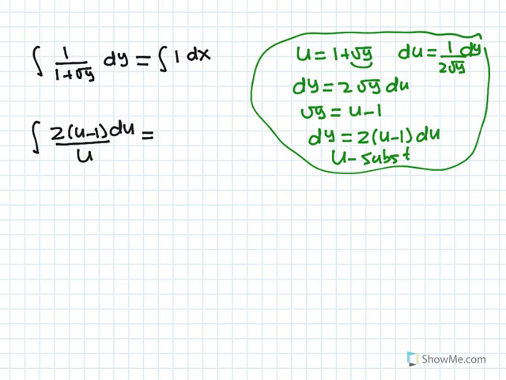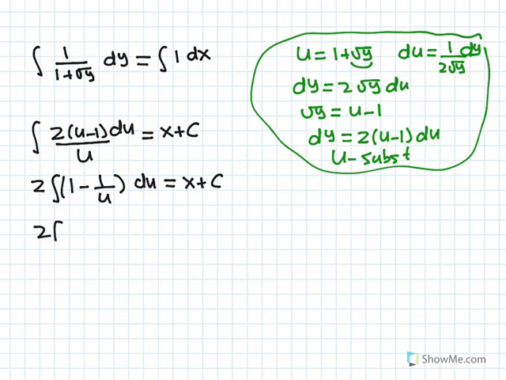All right, so the integral of dy over the denominator 1 plus root y, which is u, simplifies to 2 times (u minus 1) du divided by u. On the right-hand side, the integral of 1 is just going to be x plus c. Now 2 is a constant, so it passes through the integral, and let's divide the numerator over the denominator. u over u is 1, minus 1 over u, in brackets, du is equal to x plus c. Now integrating the left-hand side, the antiderivative of 1 is u, minus the antiderivative of 1 over u, which is log of u. This is equal to x plus c.